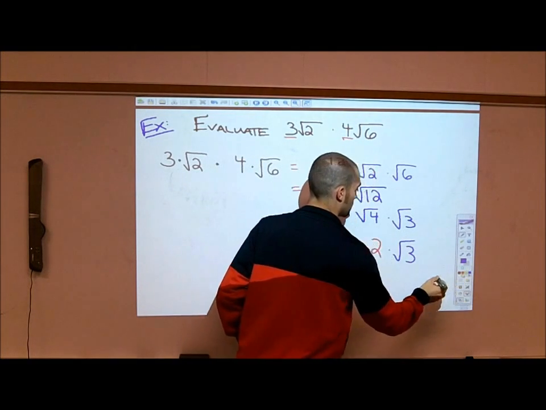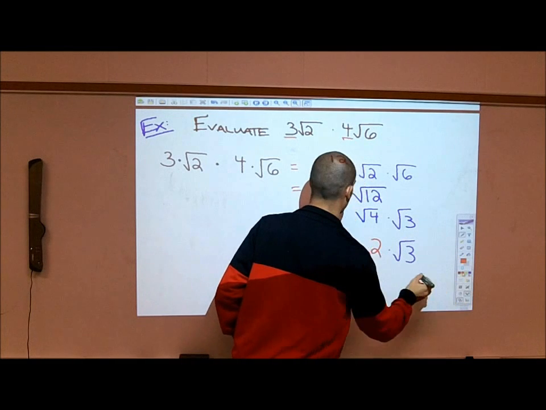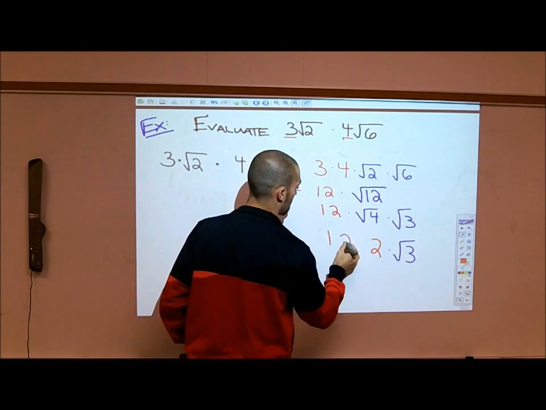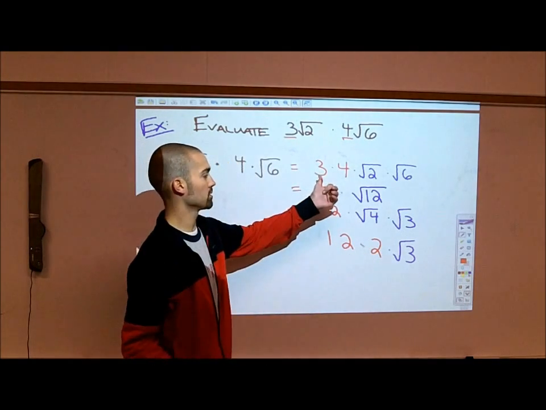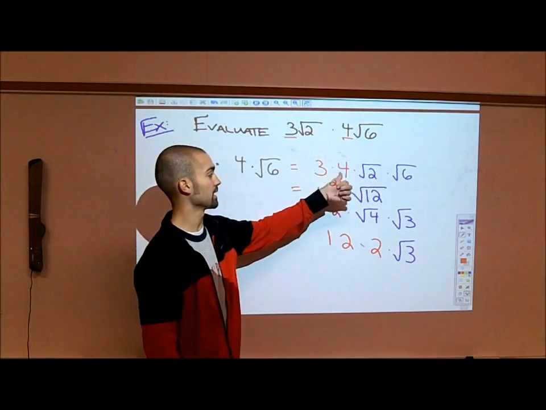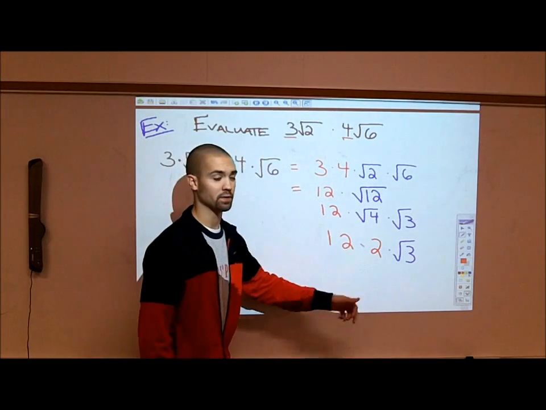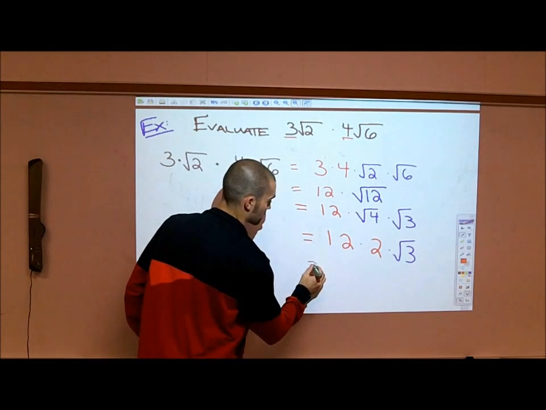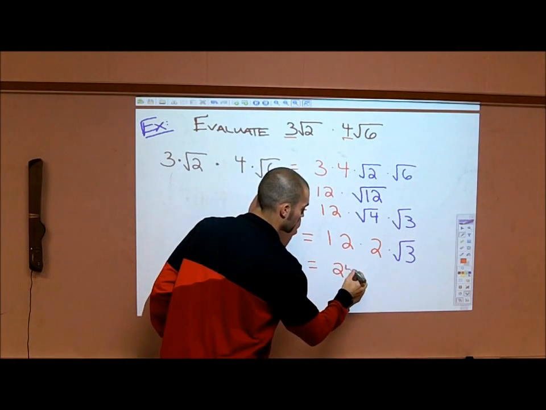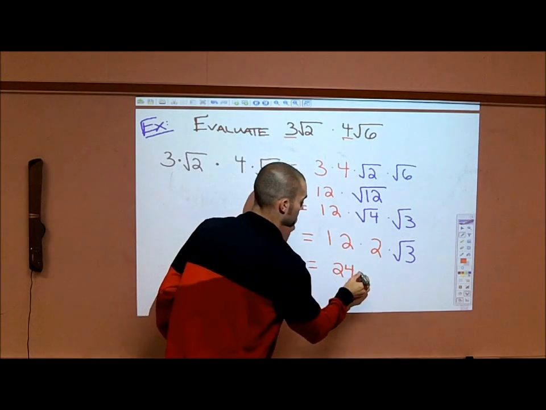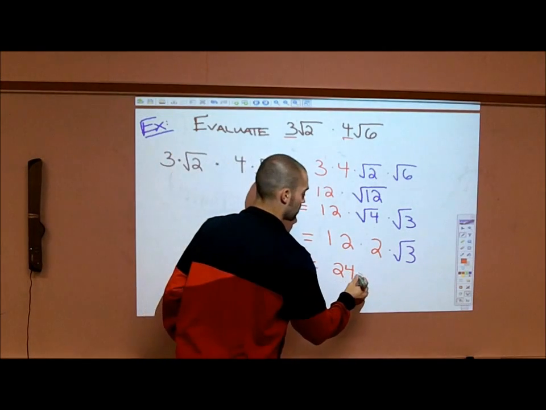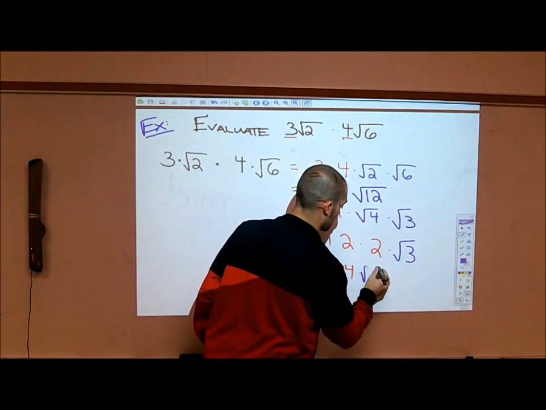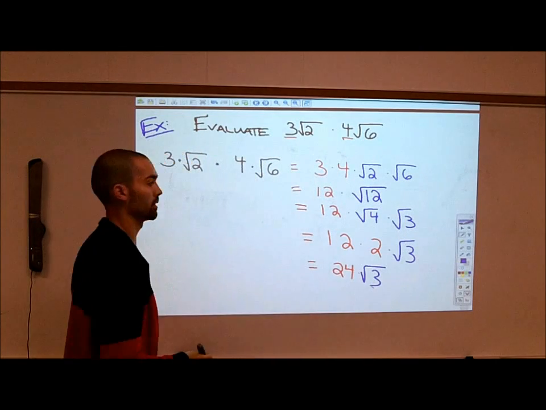So we can continue to bring down this 12. Just like we did here, we were able to multiply the things on the outside of the radical. Likewise, we can do the same here. So this becomes 24 times the square root of 3. That's our final answer.